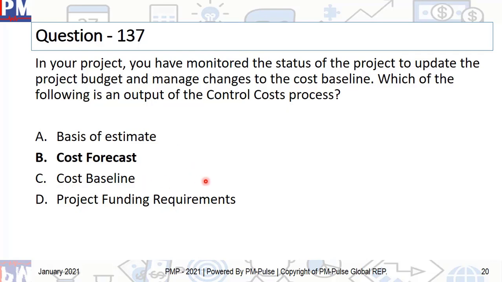Cost baseline is an output of the process called determine budget, right? Now, in control cost, we are actually comparing the actuals with the cost baseline to find out how we are doing. So the output is cost forecast. Project funding requirements is also an output of the process called determine budget. Cost forecast is the only output mentioned here which is an output of the process called control cost, and hence the answer.